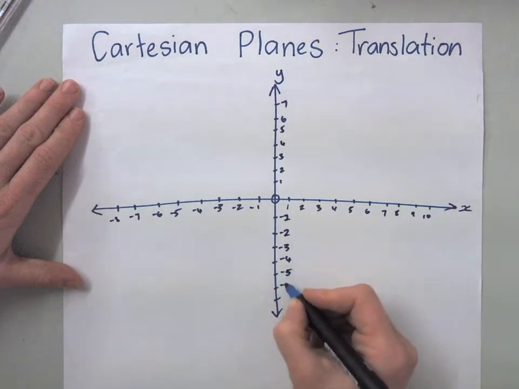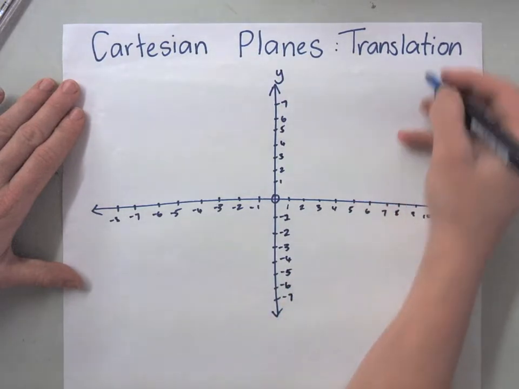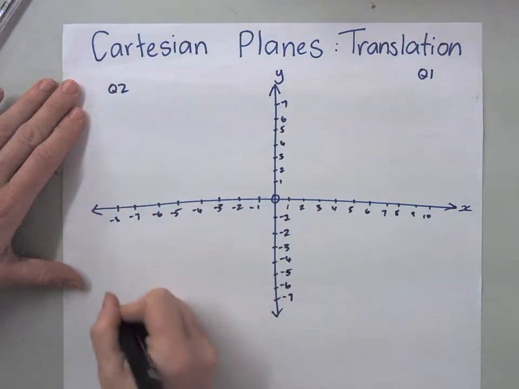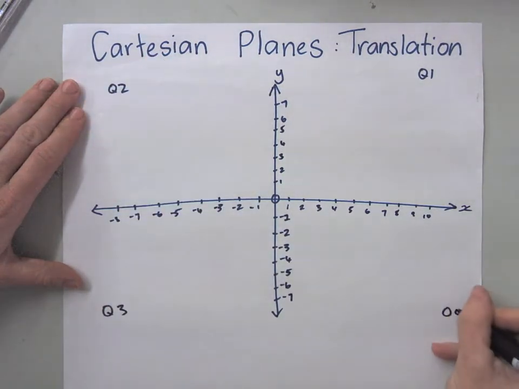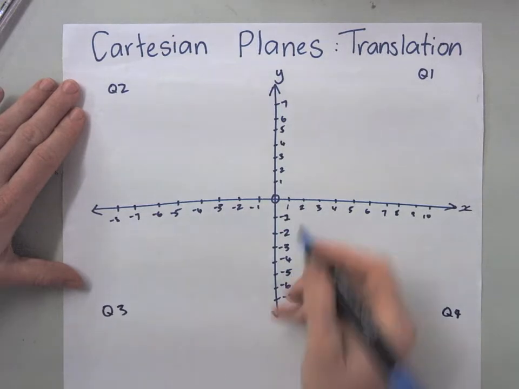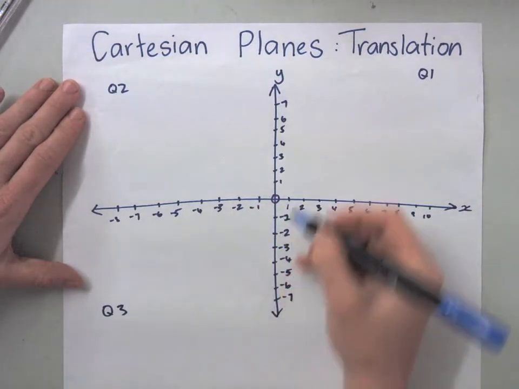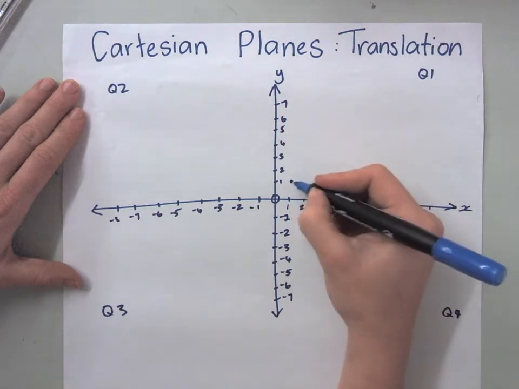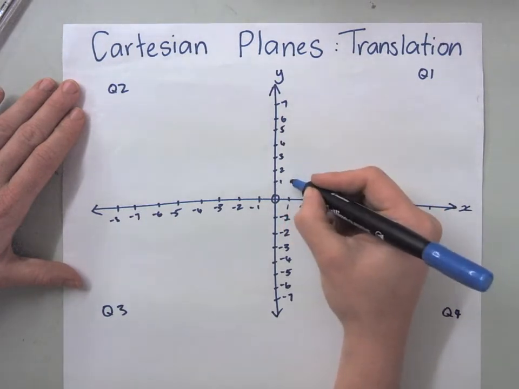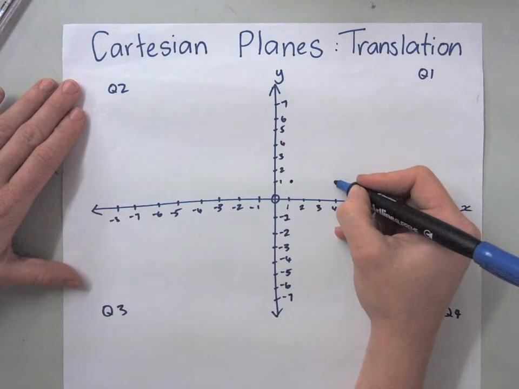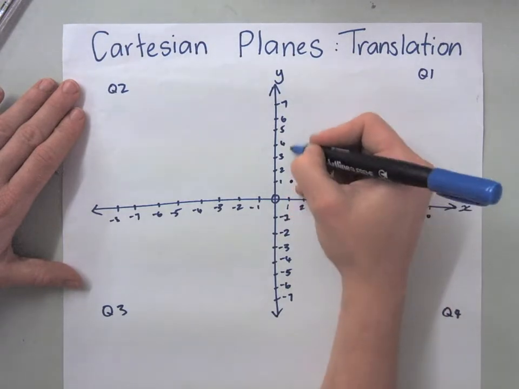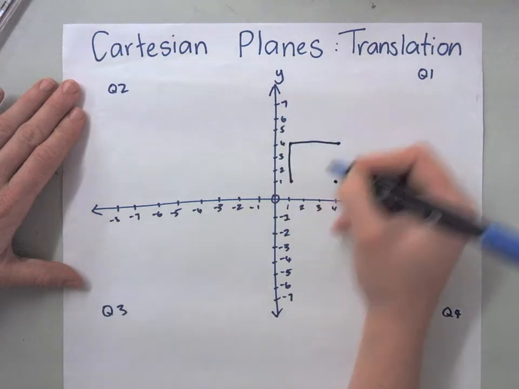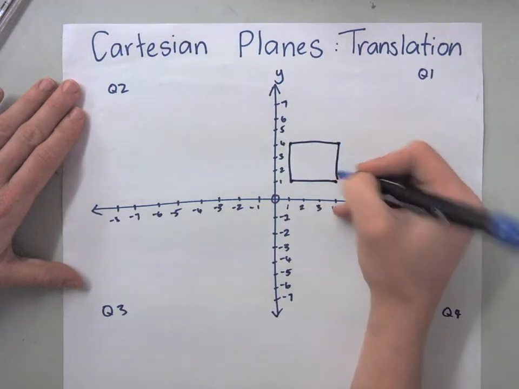And remembering that this is quadrant 1, this is quadrant 2, quadrant 3, and quadrant 4. So I have a shape, and I'm going to start my shape in quadrant 1, and I'm going to put my corner at 1, 1. I'm going to go 4, 1. I'm going to go 1, 4, and 4, 4. This will make my shape a square.